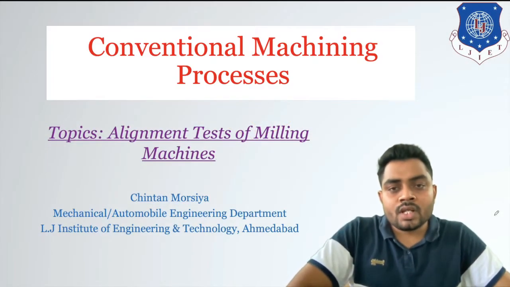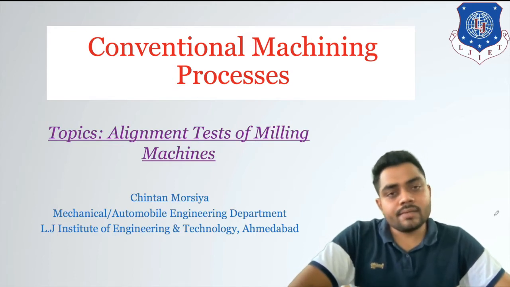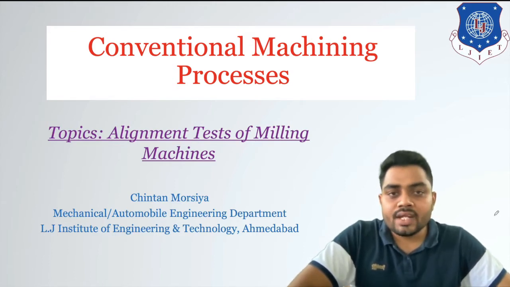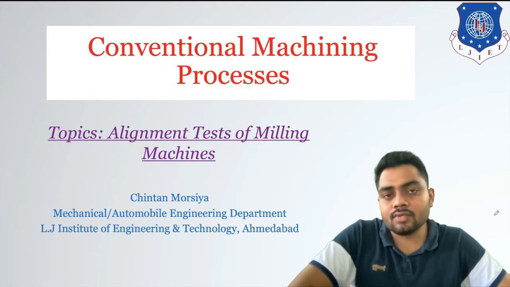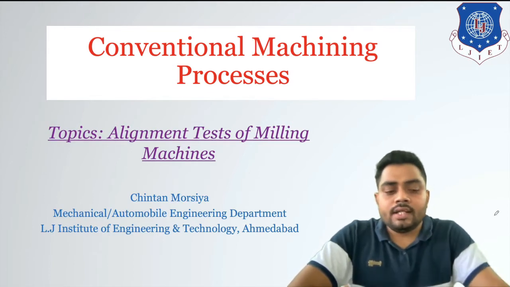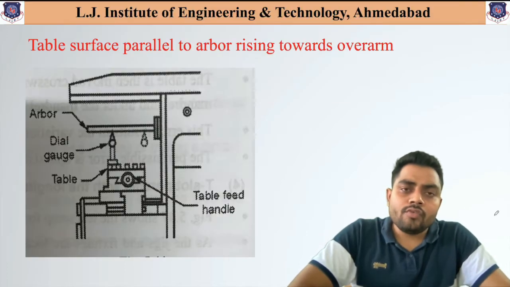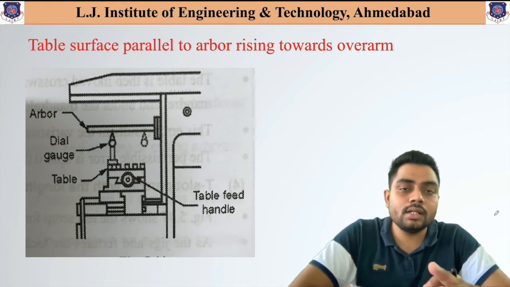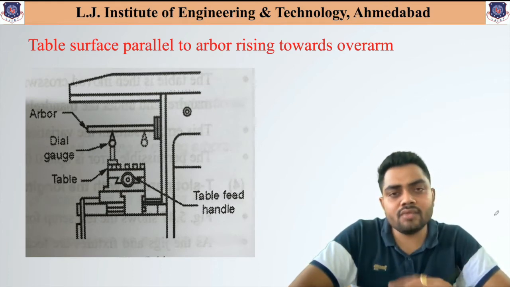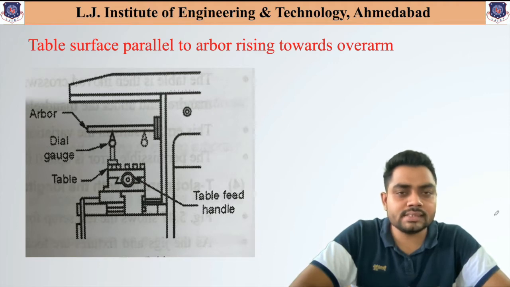Hello students, welcome to the next lecture on conventional manufacturing processes. In this lecture we will understand the different alignment tests required for the milling machine. We already know why alignment tests are required, because during machining there are chances that all the parts available in the machine may vibrate, and also there are chances of wear and tear on the components.